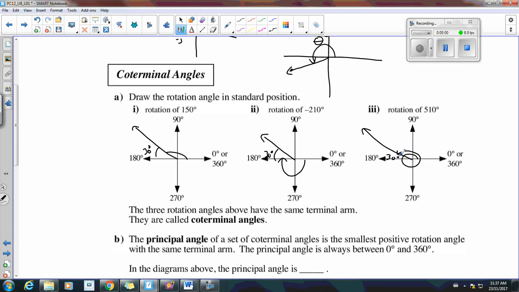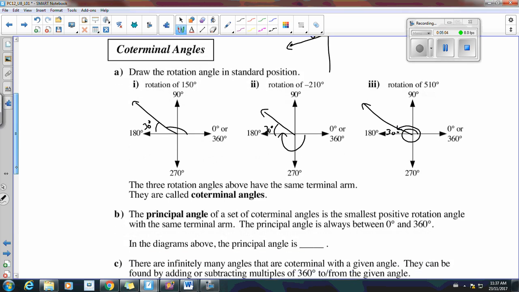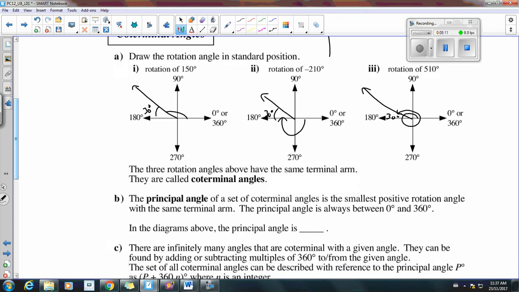So if you'll notice that all of these end up in the exact same spot, even though they had a different measure, and these are then called coterminal angles. So we have different ways of getting to the same spot. They're called coterminal because they all overlap. The principal angle of a set of coterminal angles is the smallest positive rotational angle within the same terminal arm. So the smallest positive angle is what we call the principal angle. The principal angle is always between 0 and 360. So in the diagram above, the principal angle is 150 degrees.